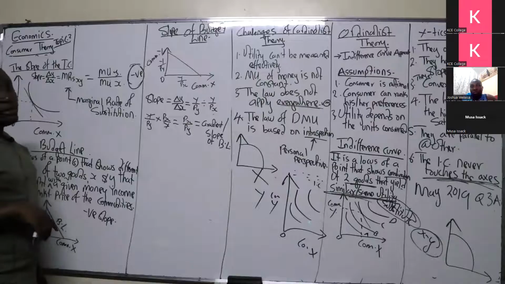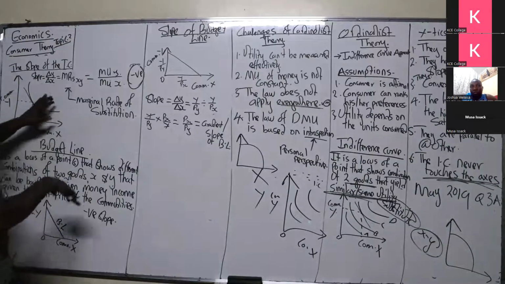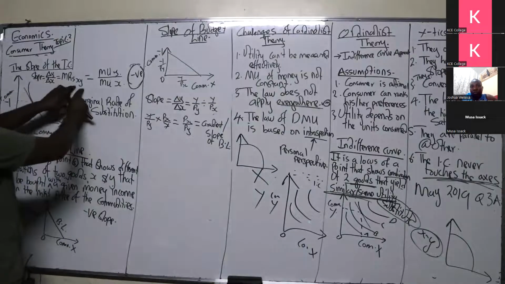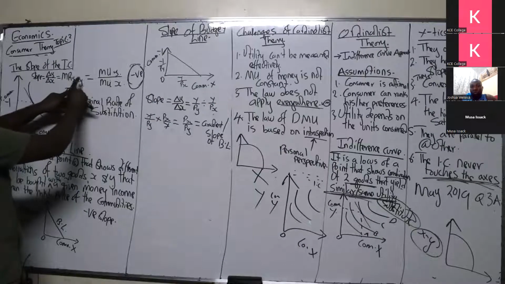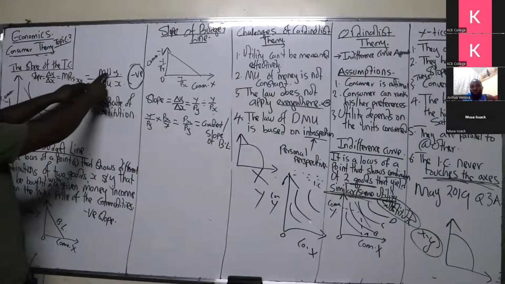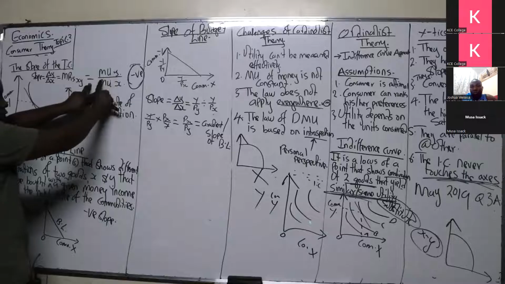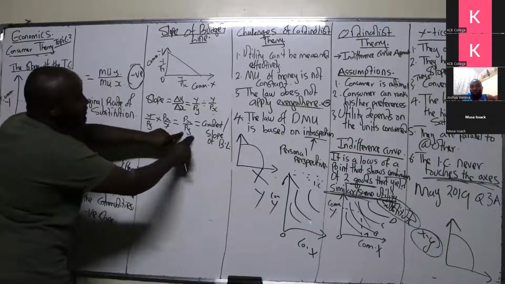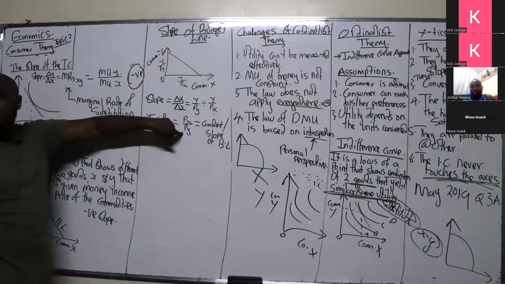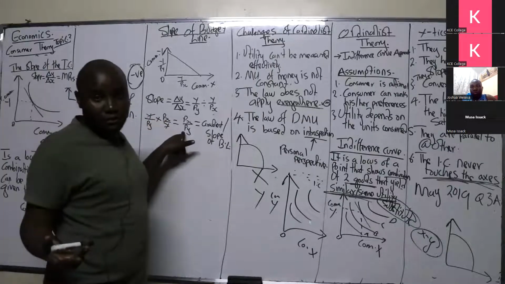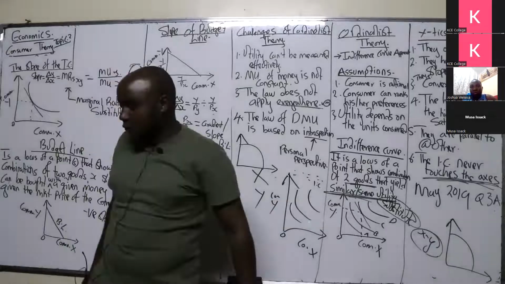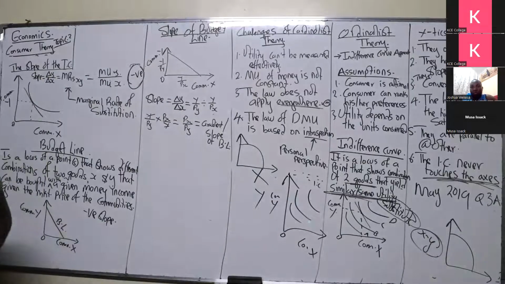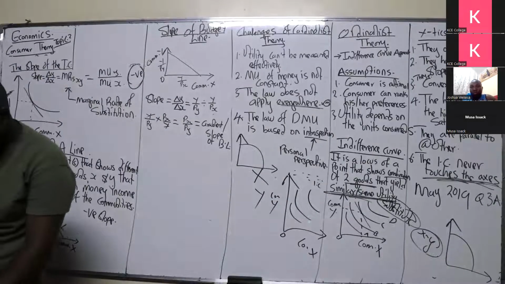Meaning, at equilibrium, we shall say what? At equilibrium, MRS, or marginal rate of substitution of X and Y, will be equal to the marginal utility of Y divided by the marginal utility of X, which will be equal to the price of X divided by the price of Y. Is that true? Yes. Thank you. Actually, that's where we are headed to.